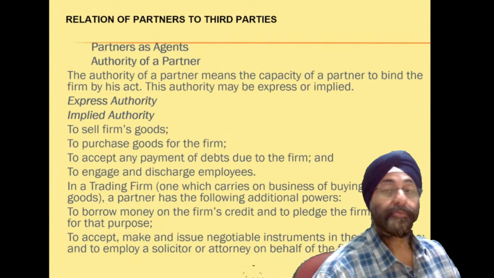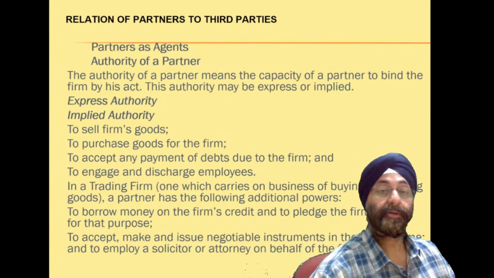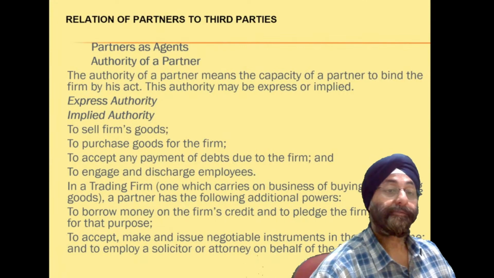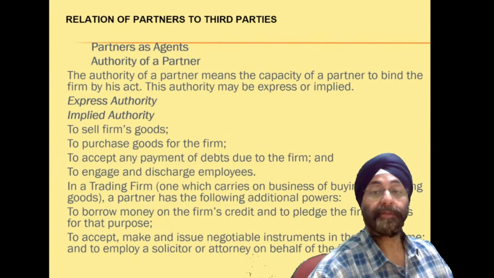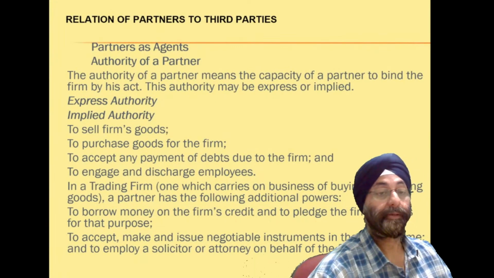Relations of the partners to third parties. Partner as an agent, authority of a partner. The authority of the partner means the capacity of the partner to bind the firm by his act. The authority may be express or implied. Express authority and implied authority.